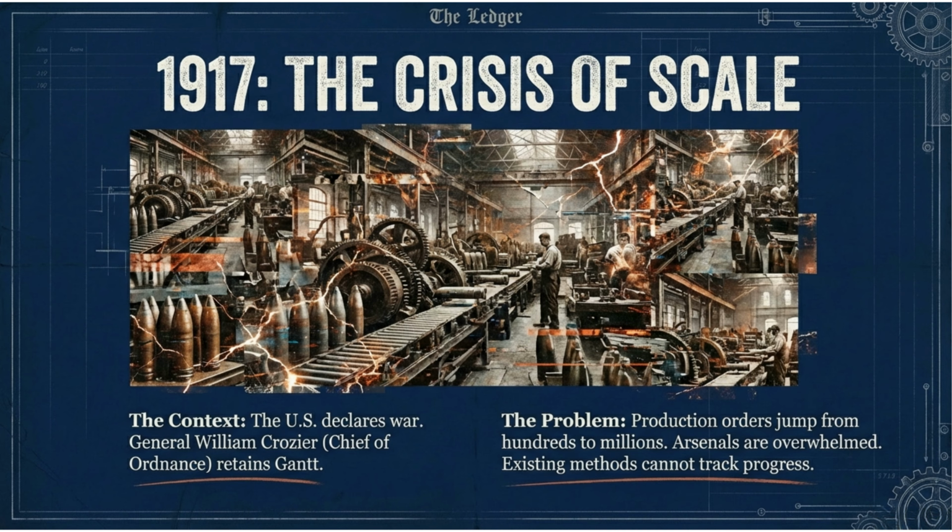The existing methods of tracking production, essentially lists and tables, cannot handle this scale. Picture trying to manage a city using a sticky note. That's roughly where they were. So General Crozier did what any sensible general in a crisis does. He called in an expert, and that expert was Henry Gantt.